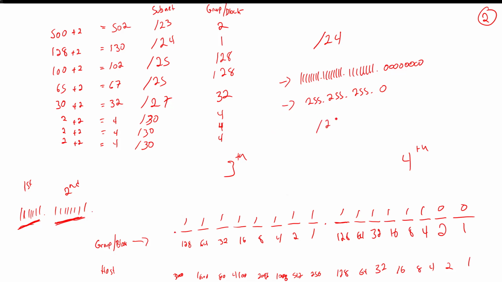If we did a /25, 1 through 8, 1 through 8, 1 through 8, and then 1, 2, 3, 4. That's 255, 255, 255, 128. So we could either do dotted decimal or slash notation. It doesn't matter which one. So I opted to go with the slash notation. Made it a little bit easier.